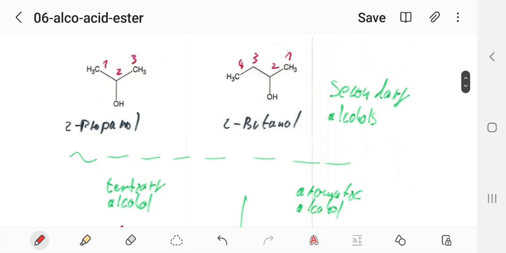Now, these are examples of secondary alcohols because the hydroxy group is located at a secondary carbon. Here is a secondary carbon as well.